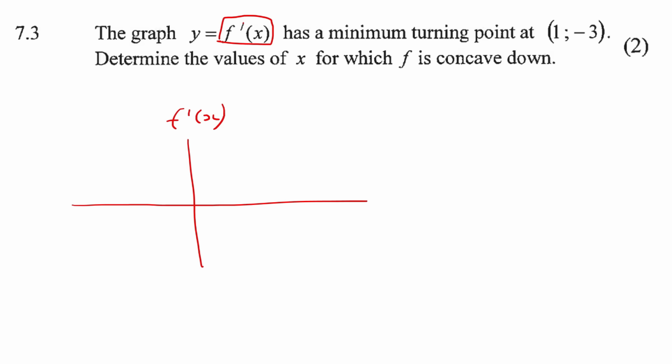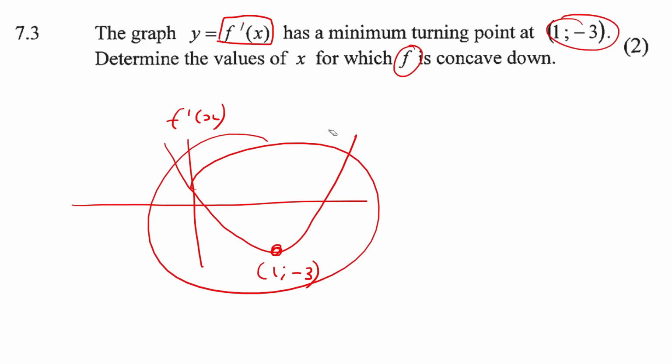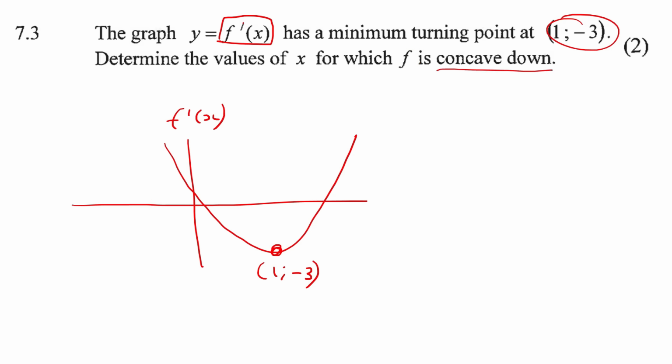Okay, so it's going to be like a parabola with a minimum. Now to have a minimum, must your graph do this or must your graph do that? Well, this is a maximum because it's high up, and this is a minimum because it's at the bottom. So if it has a minimum, then it's a graph that does this, and they're telling us that it has a minimum at (1; minus 3). So that would do something like that, for example. Now it says determine the values of x for which the normal original graph, not this graph, they're talking about the original graph, is concave down.